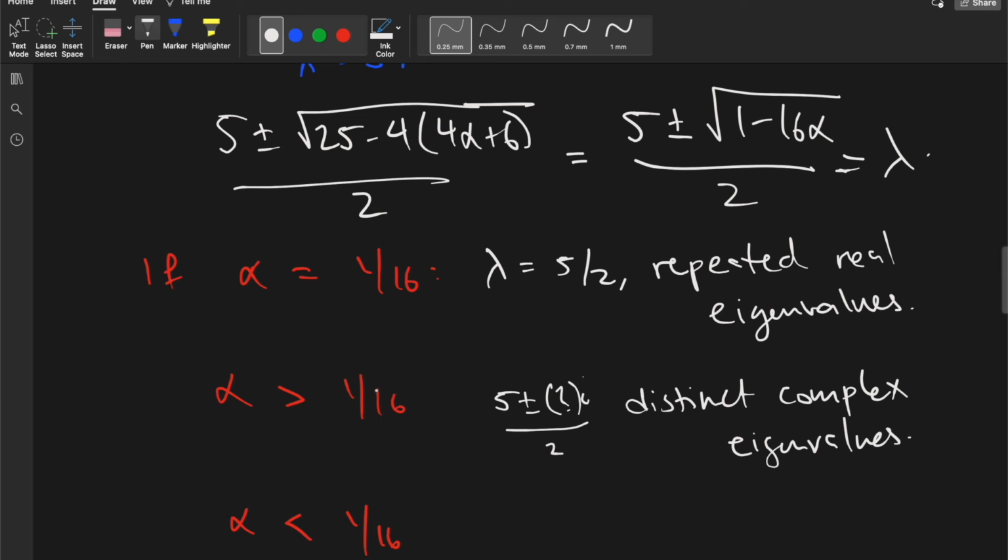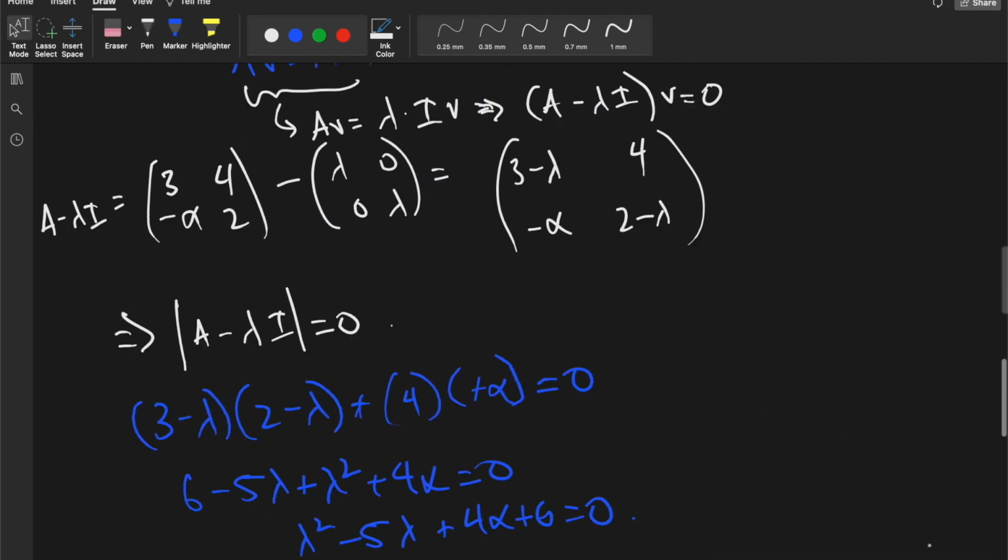If alpha is greater than 1/16, if alpha is equal to 1/16, we have three different solutions here. So if alpha is less than 1/16, what we get is this square root becomes still positive. So it's 5 plus or minus the square root of something, who knows what, over 2.